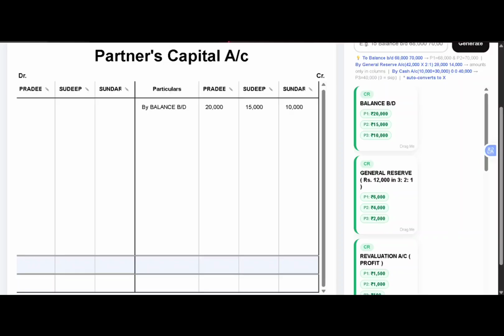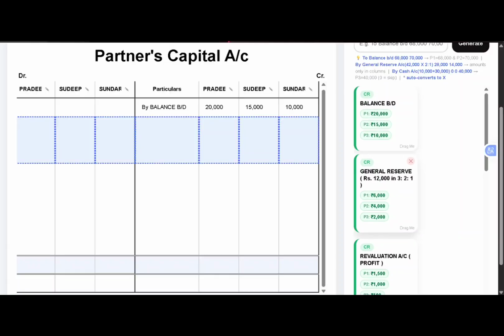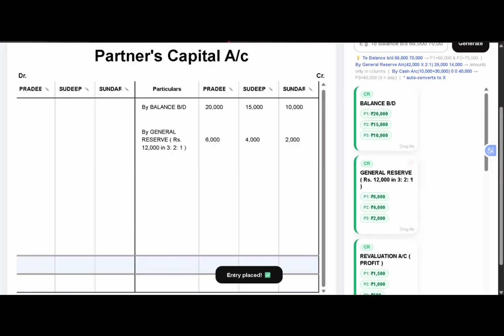Now once the balance is brought down, next in the balance sheet we have general reserve, and this is also the reserve made by all the partners including the retiring partner. So it should be distributed to all the partners. So we will bring down on the credit side as by general reserve, that is rupees 12,000, which should be distributed to all the partners in the old profit sharing ratio, that is 3:2:1. So 6,000 will be for Pradeep, Sudeep 4,000 and Sundar rupees 2,000.